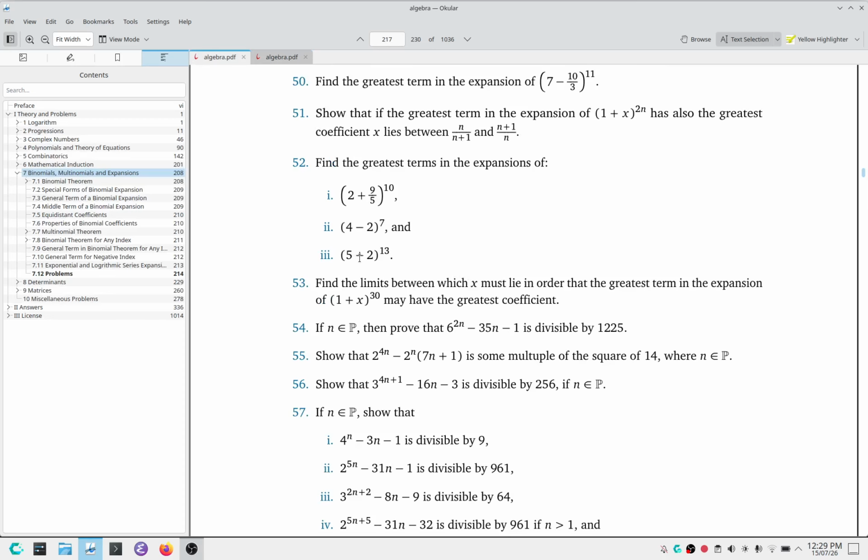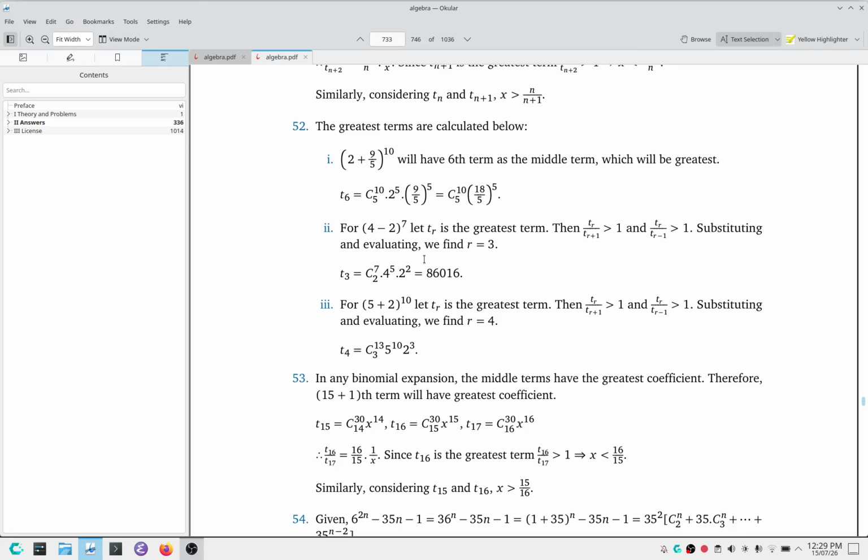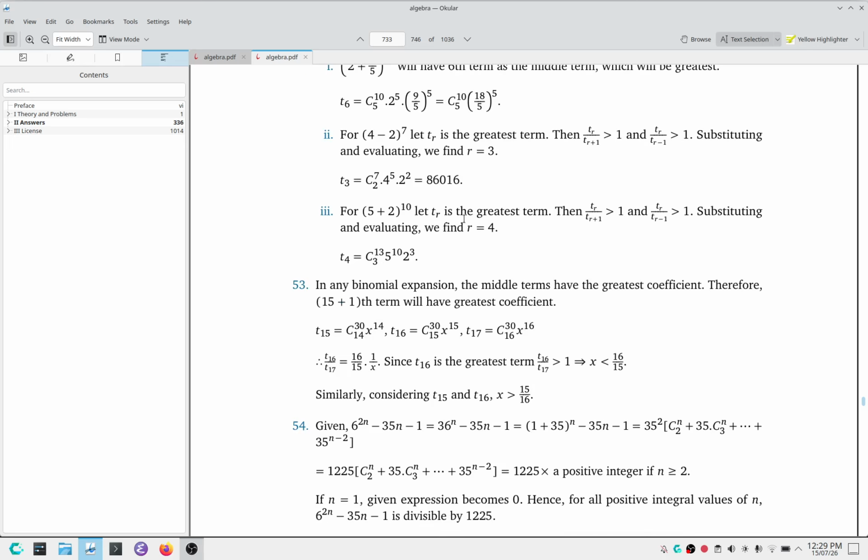The third expansion is (5 plus 2) raised to the power 13. So again, we let Tr be the greatest term. Tr upon Tr plus 1 will be greater than 1. Tr upon Tr minus 1 will be greater than 1. We substitute and evaluate, you'll find r is equal to 4. So T4 is 13C3, 5 raised to the power 10, 2 raised to the power 3.